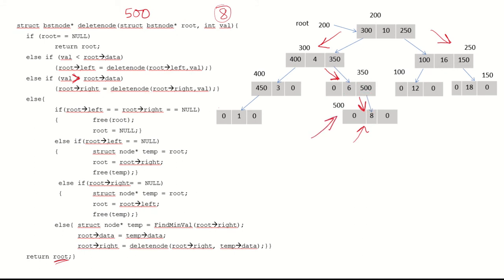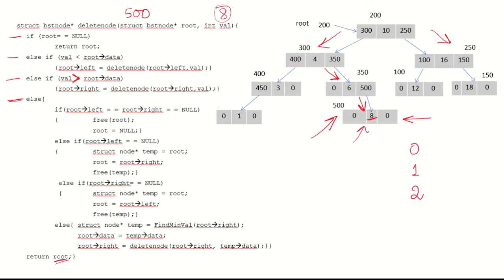Now we are at this node. So again we will check, root is null? No. Is value less than root arrow data? No, because we have reached here, our value is 8 and the root data is also 8. Is value greater than root data? No. So that means we have reached the node that is to be deleted, and now we need to check whether this particular node is having 0 children, 1 child, or 2 children.